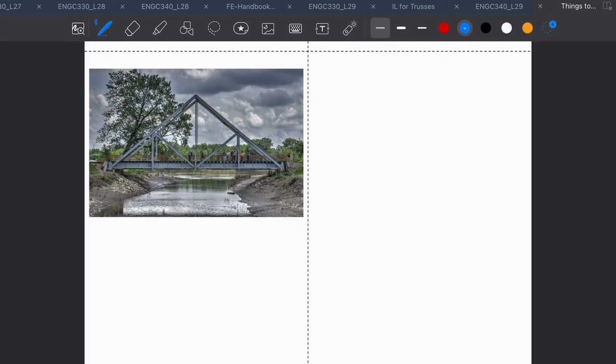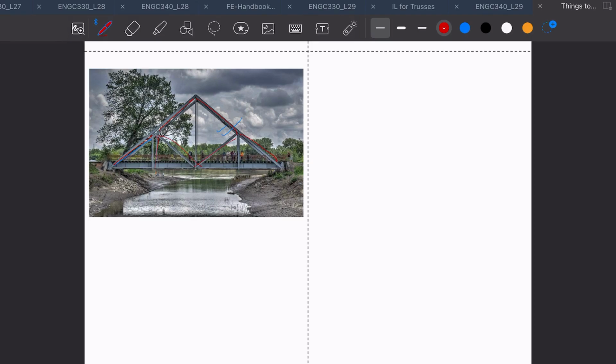Hello, everyone. Today we are going to talk about the things that you need to know when you solve a planar truss or a 2D truss. Even though you know that this is a bridge, it is 3D, but we can actually consider it as 2D and analyze the structure and find out what are the member forces in each of these truss members.